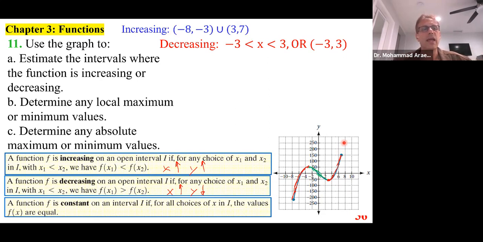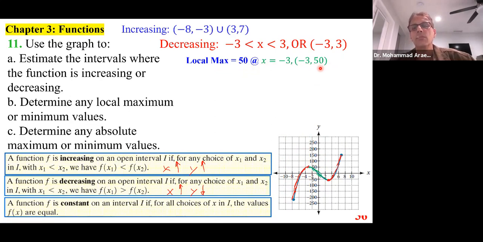Determine any local max or min value. This is a local max, this is a local max, this is a local min. So for the local max, you can guesstimate roughly that it has a y coordinate equal to 50. I want to make sure everybody understands how we do the writing. Local max is equal to 50, and it takes place at x equals -3. You can say at x equals -3, or you can give a pair, (-3, 50).